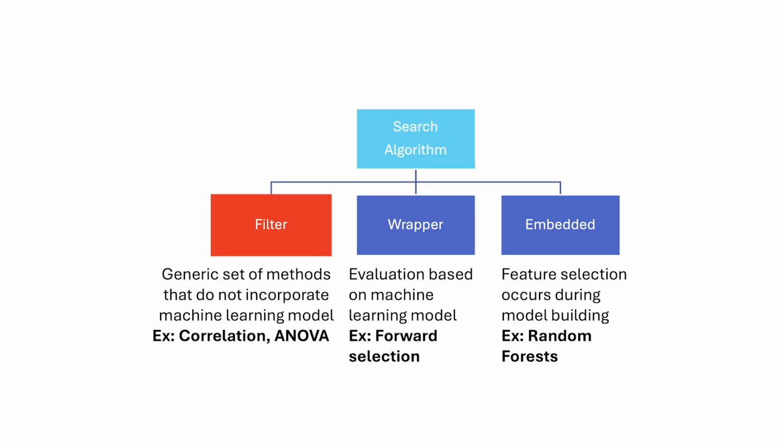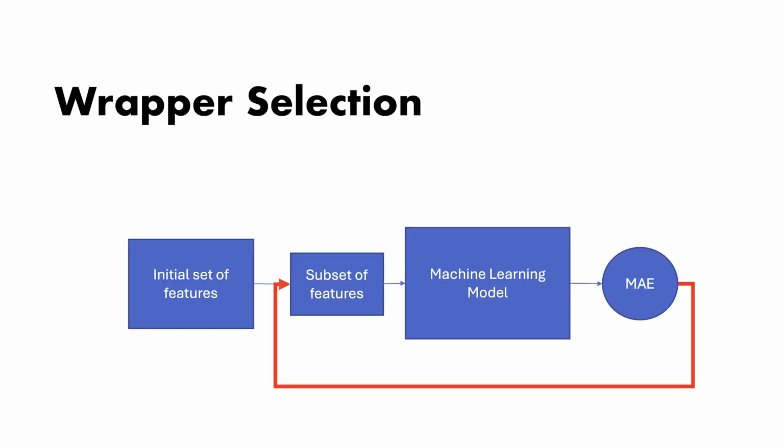And then we have the wrapper methods. These methods evaluate subsets of variables which most contribute to the predictive model. So the predictive model is here used to assess if the features are good or not. Contrary to filter methods, they are, like I said, based on a machine learning model. Common algorithms include forward selection, backward elimination, and recursive feature elimination.